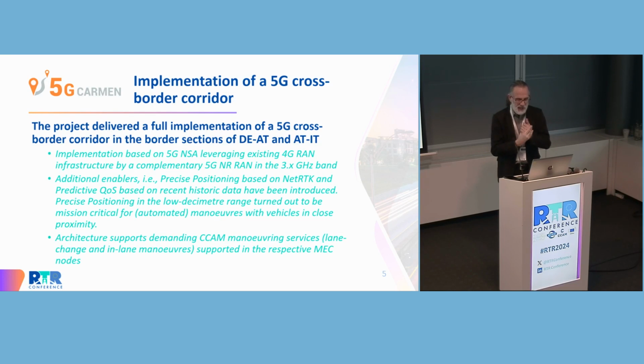What is important is that precise positioning really provides the required low decimeter range, which is really pivotal for mission-critical automated maneuvers, especially with vehicles in close proximity. So the closer they are, the more precise the location has to be. And under ideal open sky conditions, we were in a sub 10 centimeter space, like 8 centimeters deviation of the vehicles. It was under ideal circumstances.